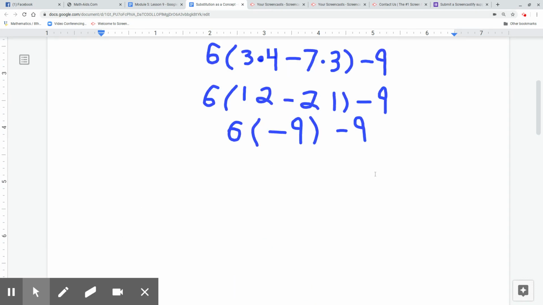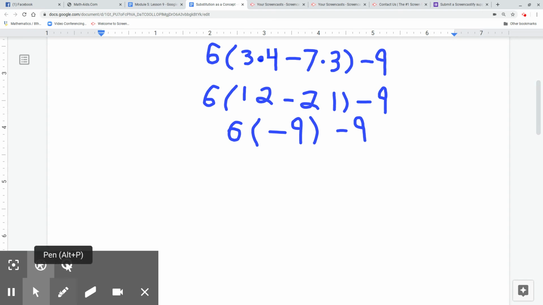Okay, guys, I'm back, and we're going to move on to the next step of evaluating this expression now. So we've done everything that was inside parentheses. We don't have any exponents, so now we're going to move on to multiplication and division. Here I have two numbers that need to be multiplied. So remember, when we have two numbers written in this way, we're going to do 6 times -9.